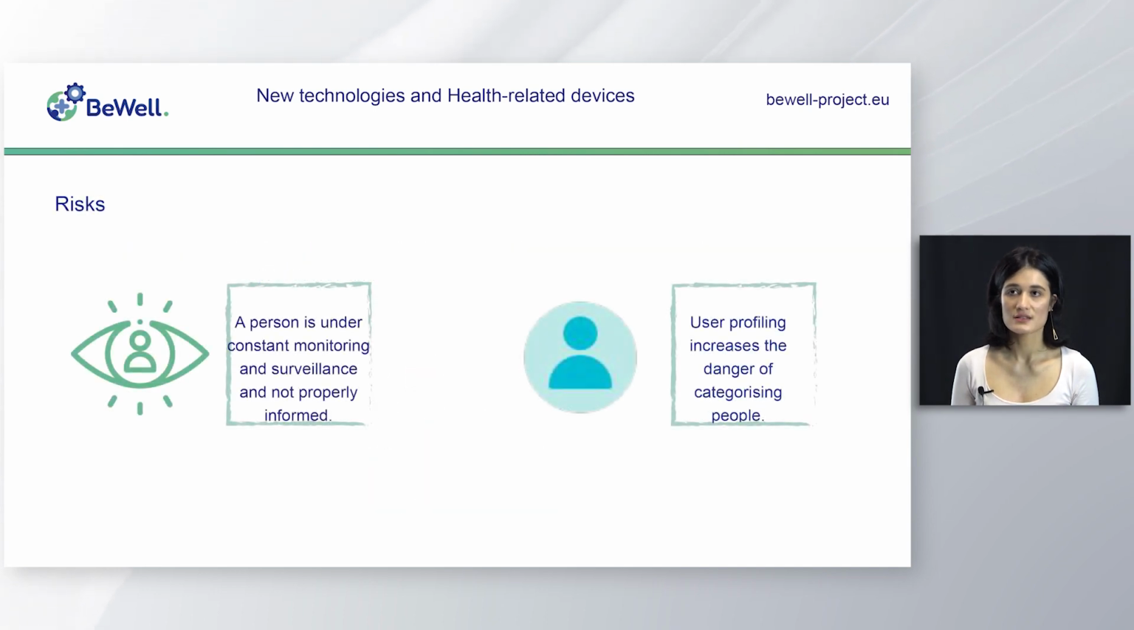The greatest risks arise from the fact that the person using such devices tends to be under constant monitoring and surveillance, as they may not be properly informed. In addition, these devices profile users, which facilitates automated decision-making and increases the risks of categorization of individuals.